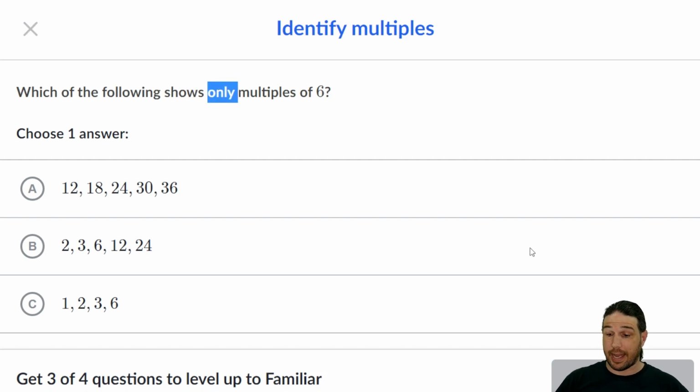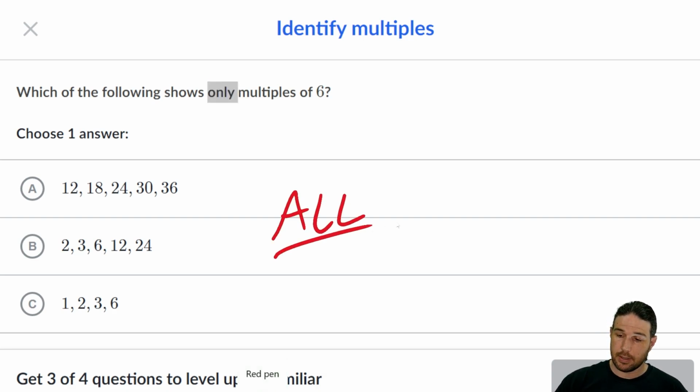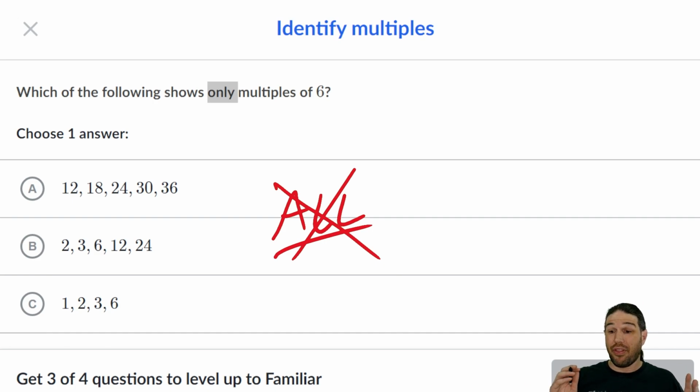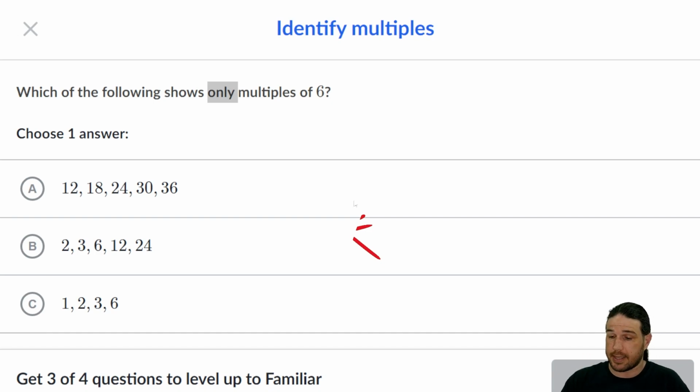It doesn't say all the multiples of six. It does not say that. So that's a big difference, right? Looking at this, I don't see any of them with all of the multiples of six, because six isn't included. Actually, it is in C, but yeah.